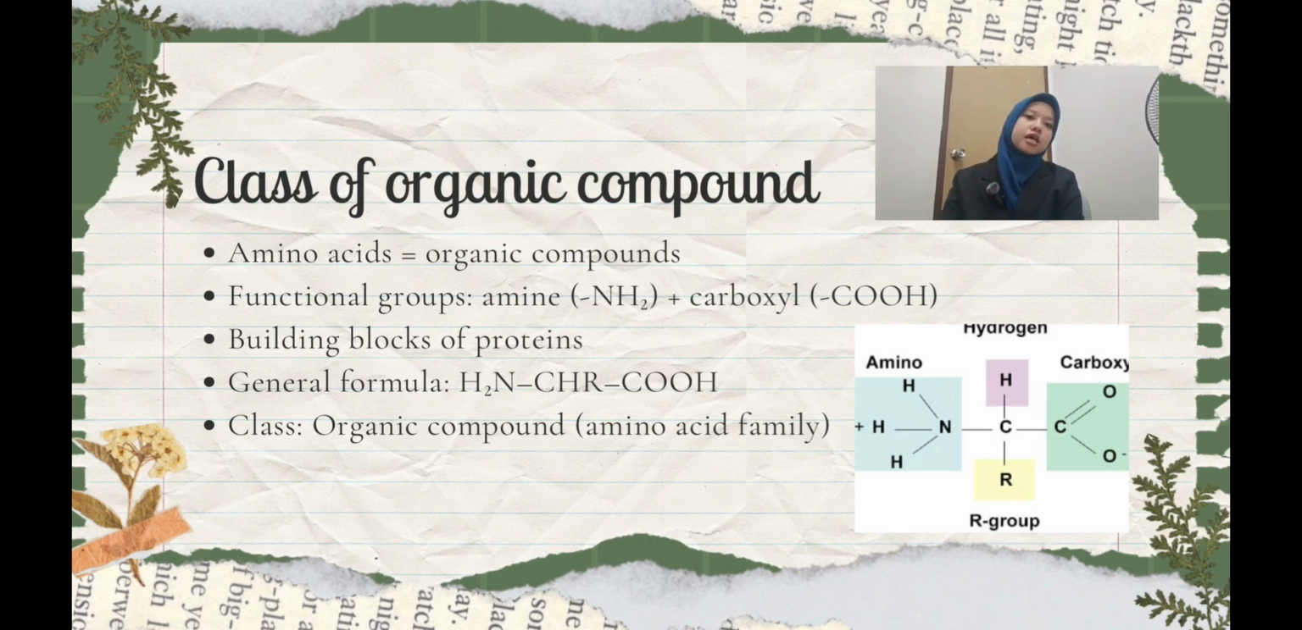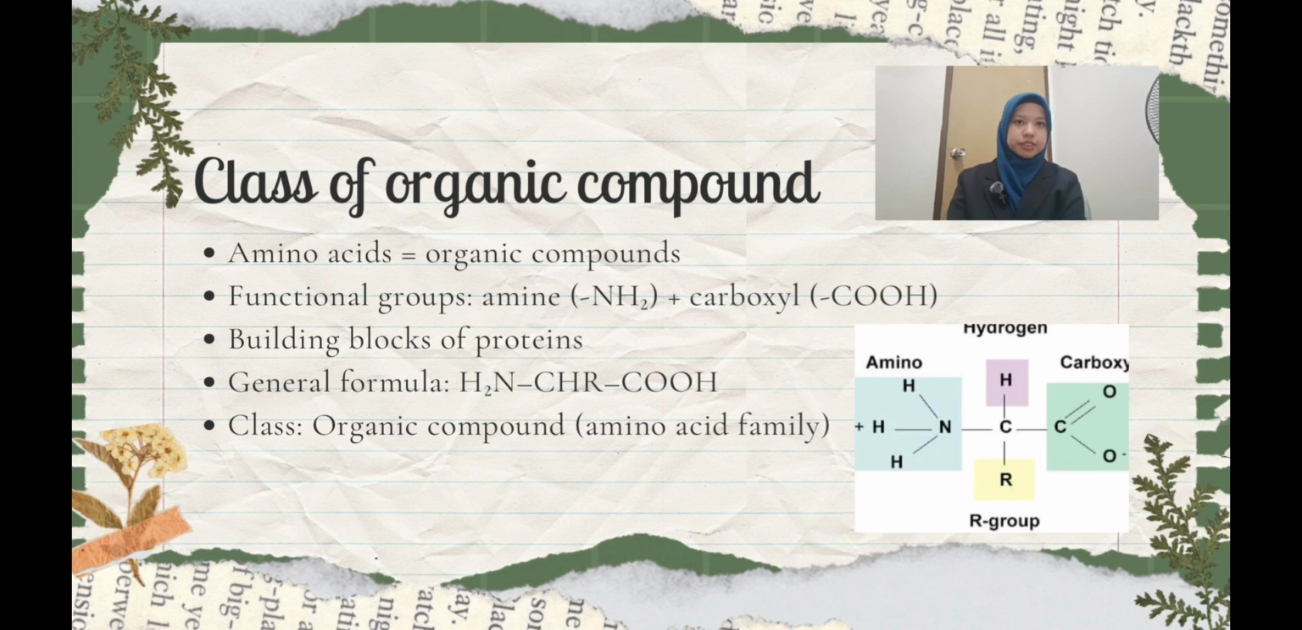In general, the formula for amino acid is H2N-CHR-COOH, where the R group represents the different side chain that distinguishes one amino acid from another amino acid. Therefore, the class of compound for amino acid is an organic compound, specifically belonging to the amino acid family.